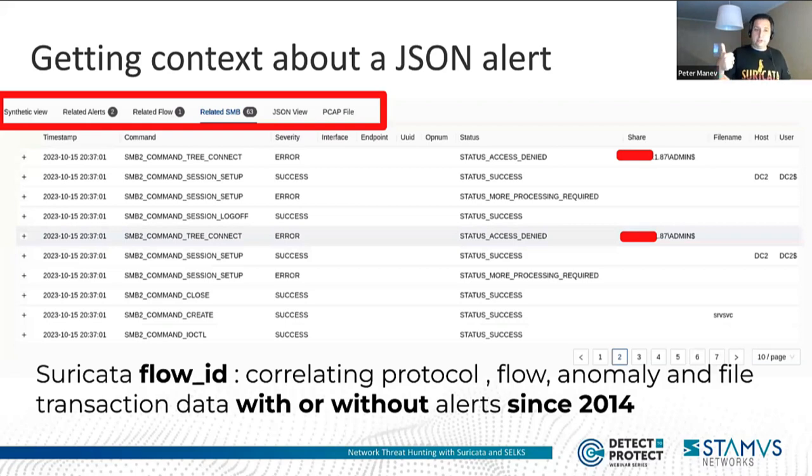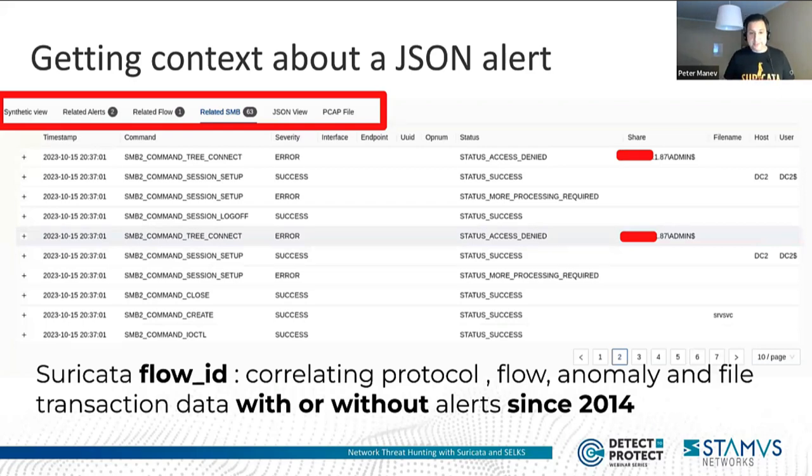We have a flow record. We have 63 SMB records related to that specific conversation of flow between those two IPs that generated the alert. And we also have a PCAP file. So again, this is all data that Suricata produces. So it's very good and useful info when you're actually threat hunting, because you know that data is there. It's a matter of utilizing it.